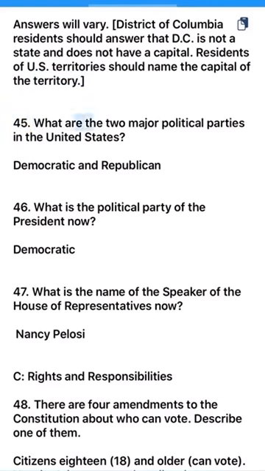45. What are the two major political parties in the United States? Democratic and Republican. 46. What is the political party of the president now? Democratic. 47. What is the name of the Speaker of the House of Representatives now? Nancy Pelosi. C. Rights and responsibilities.